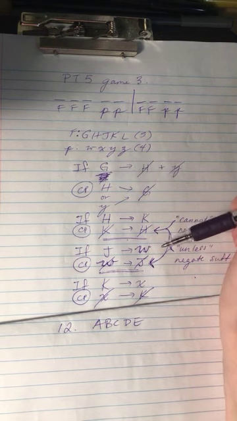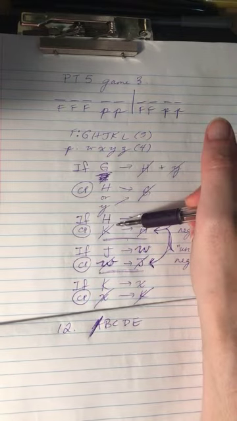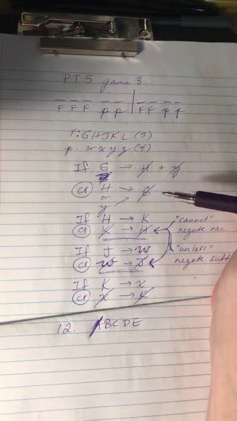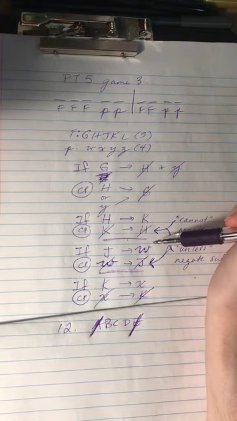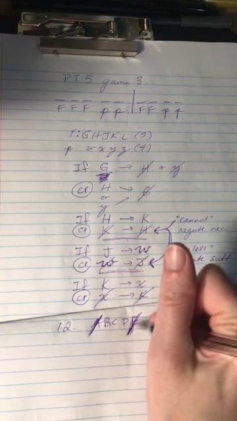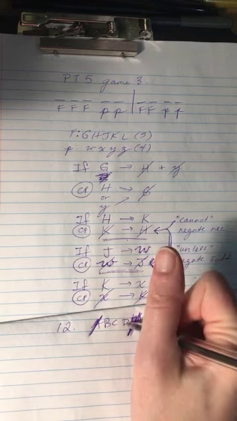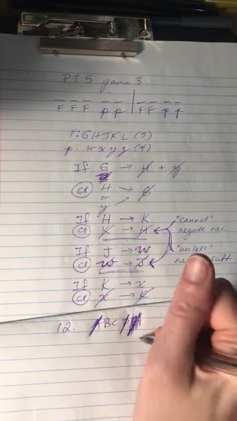So if we have G, we can't have H. That eliminates A. If we have H, we cannot have K. So that eliminates E. If we have J, we must have W. Or sorry, if we have H, we must have K. My bad. Okay, so D is out because we have H but we don't have K, and E is back in.